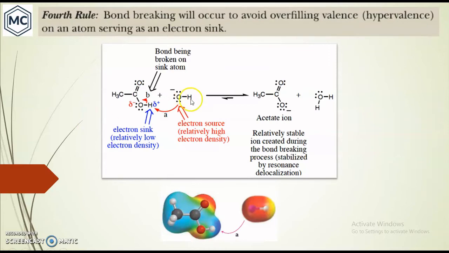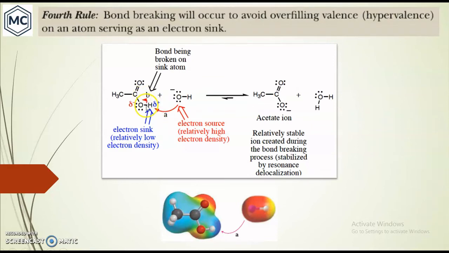So we will consider the same reaction, the reaction between the hydroxyl group and acetic acid. Here the hydroxyl group can act as an electron source. It has high electron density, and this hydrogen is positively charged and can be considered an electron sink. It has relatively low electron density. So electrons start to flow from here to here. Then this bond starts to break.